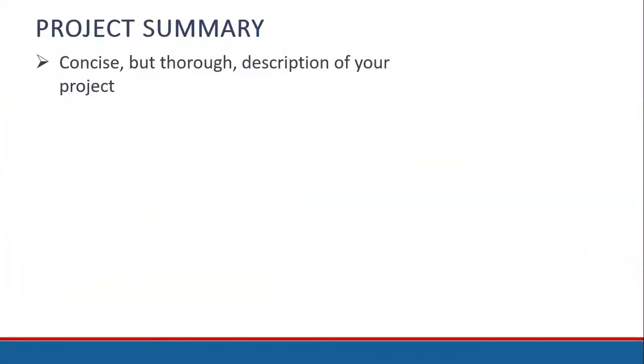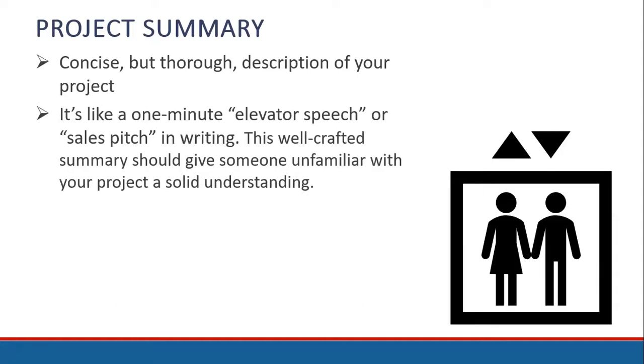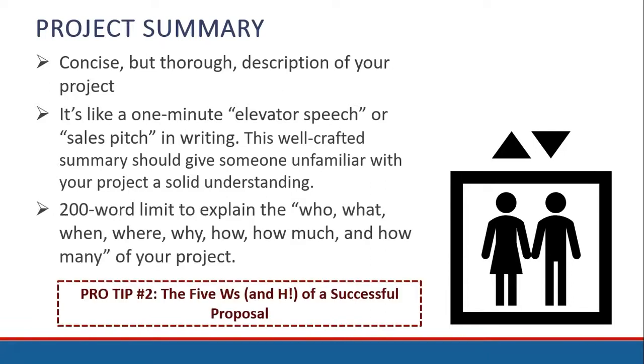One of the most important parts of your narrative description is your project summary. This is a concise but thorough description of your project. It's like a 1-minute elevator speech or a sales pitch in writing. This well-crafted summary should give someone unfamiliar with your project a solid understanding. You will have a 200-word limit to explain the who, what, when, where, why, how much, and how many of your project, which is pro tip number 2.